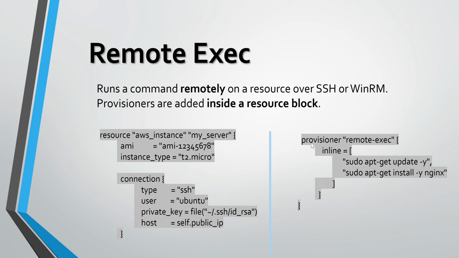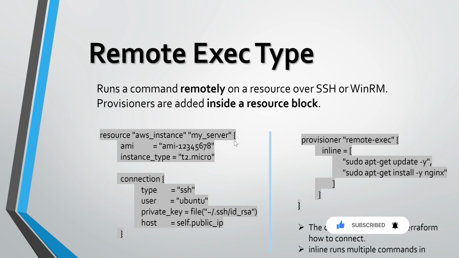And then you have to specify your provisioner with remote-exec, and inline is kind of a list, where each item executes sequentially. So in this case I added two elements. So sudo apt-get update will run first, and then we are installing nginx on our newly created instance.